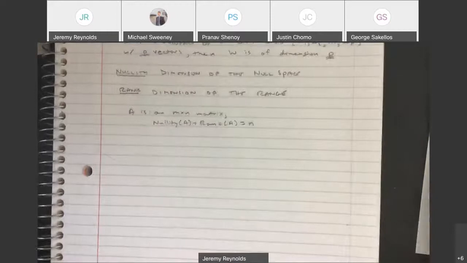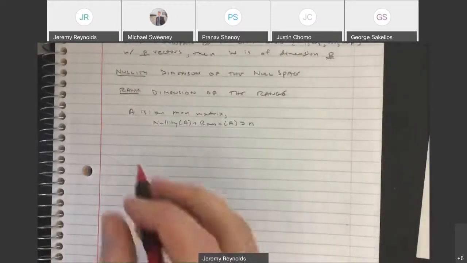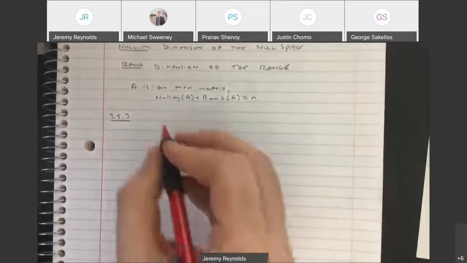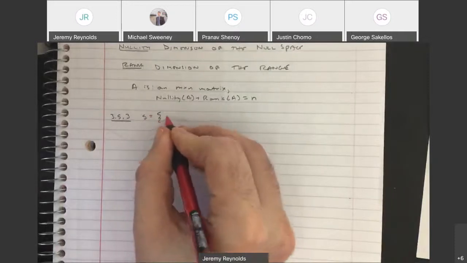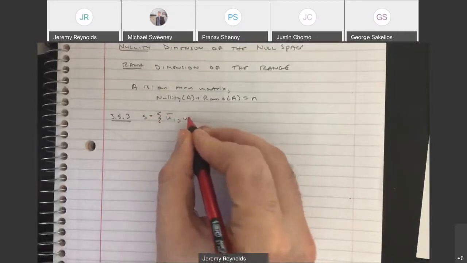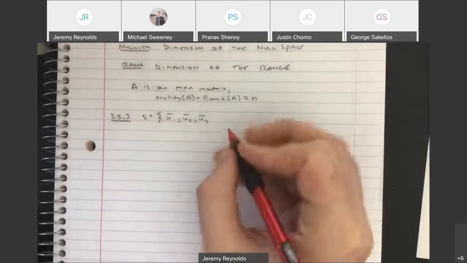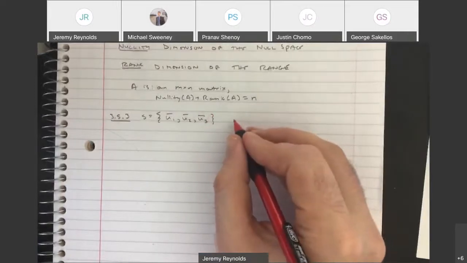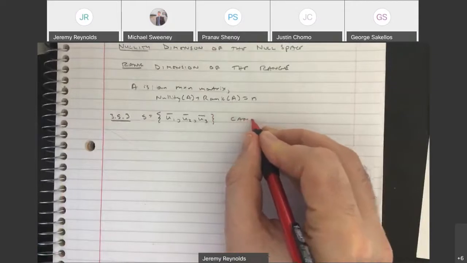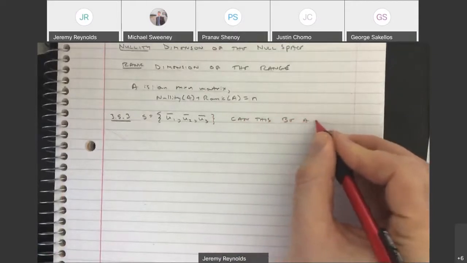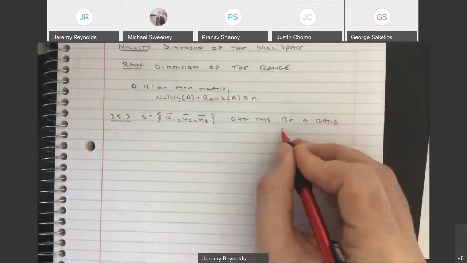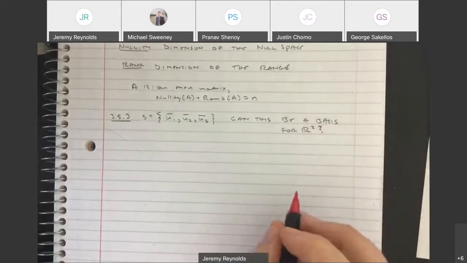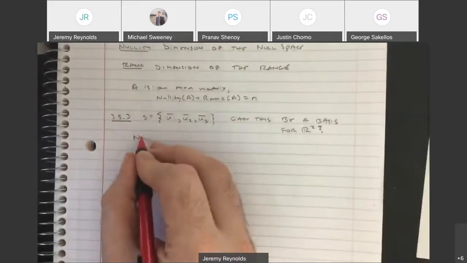Okay, so let's do a few examples. So first, very basic. Example 5.3: let's say S equals the set of u1, u2, u3. The first question is, can this be a basis for R2? And the answer is very clearly no.